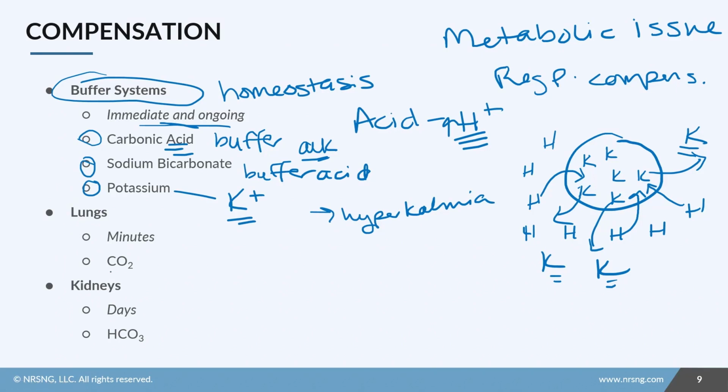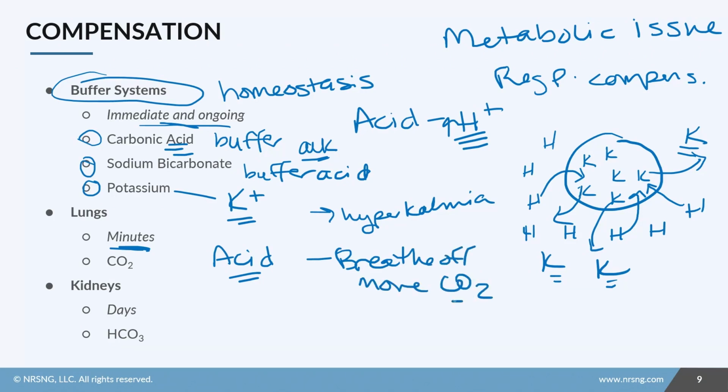Okay? Now the other two buffer systems that we have are going to be the lungs and the kidneys, and we've already briefly touched on these. The lungs will kick in within minutes to help regulate the CO2 levels by breathing faster to get rid of CO2 or breathing slower to hold it. So if I am in an acidotic state and I want to have less acid, I'm going to breathe off more CO2. That way I get rid of it. CO2 equals acid. That helps to decrease my acid levels. Okay. Same thing vice versa. If I'm too alkaline, I'm going to breathe slower and hang on to more CO2 to increase my acid levels.